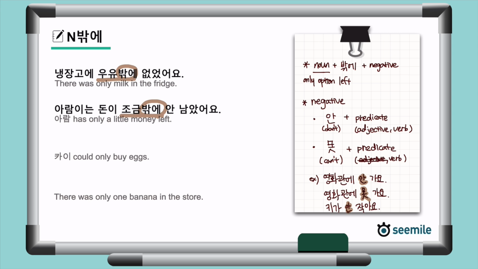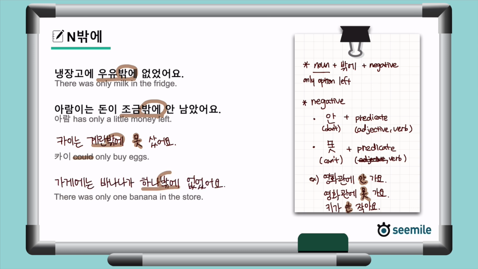Keeping that in mind, please try out this sentence in Korean. Kai could only buy eggs. It also means that Kai couldn't buy anything except eggs for some reason, so 카이는 계란밖에 못 샀어요. Now, there was only one banana in the store. In other words, all the bananas were sold out except one, so 가게에는 바나나가 하나밖에 없었어요.